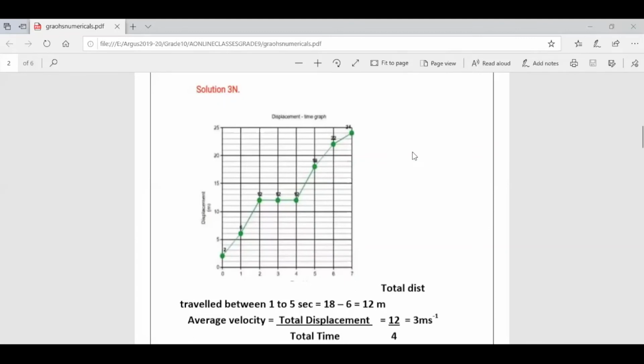Now the numerical is like this. The graph is given, time and displacement, everything is given, 0, 1, 2, 3, 4. You take a graph paper and you will draw the graph. You will take the time on the x-axis and the displacement on the y-axis, and you will draw the graph like this. This is the numerical that I want you to do. You have to first plot the graph. When you plot the graph, you will get a graph like this.